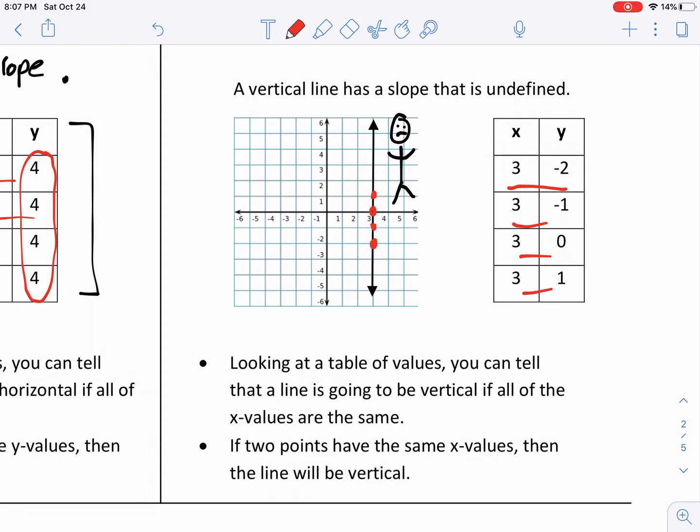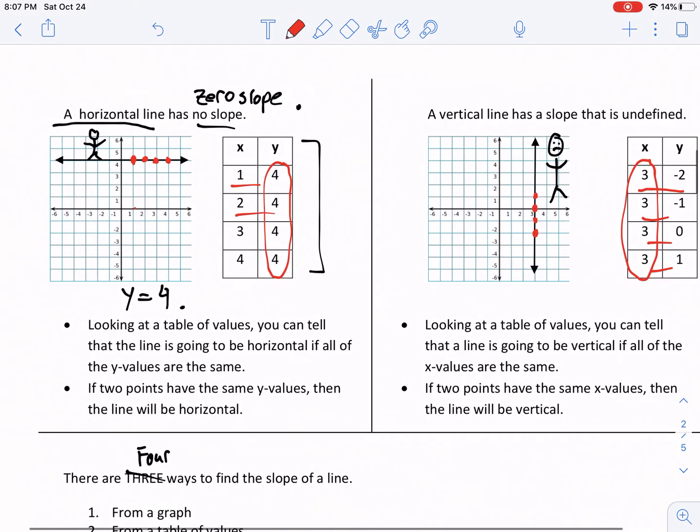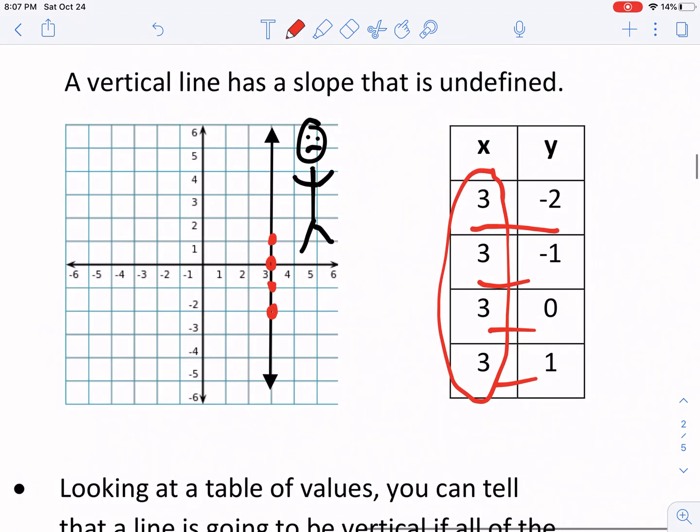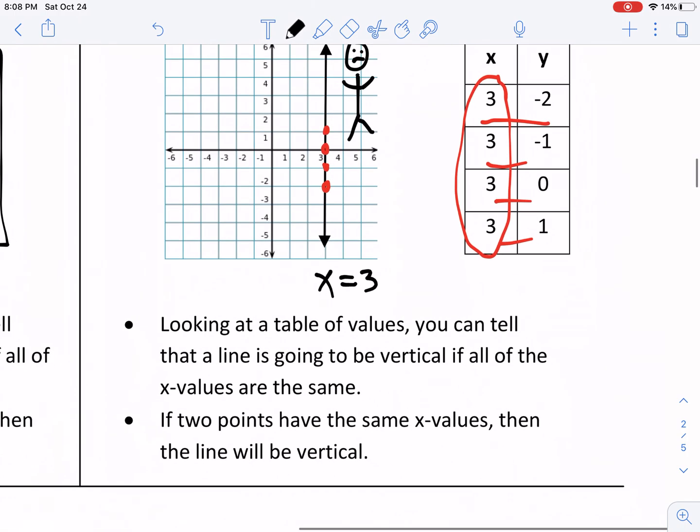Now, what do these guys have in common? Well, all the x values are 3. So similar to this, but not quite the same, all of these guys had a y value of 4. This guy, the vertical line, all the x values are the same. They're all 3. So what do you think the equation is going to be that represents this line? x equals 3. So in the last one, it was y equals 4. In this one, it is x equals 3. So anytime we have an equation that is just x equals a number, that's going to be a vertical line. And for a vertical line, the slope is undefined. Okay, so that's what it says here.